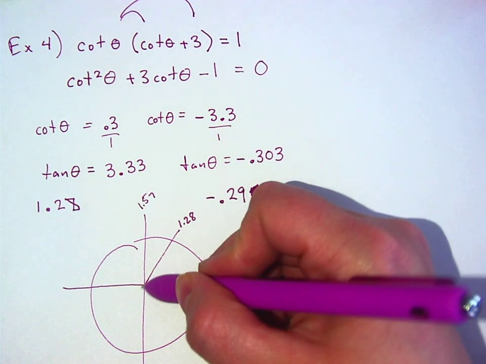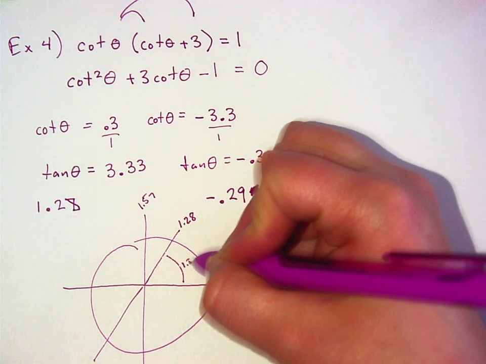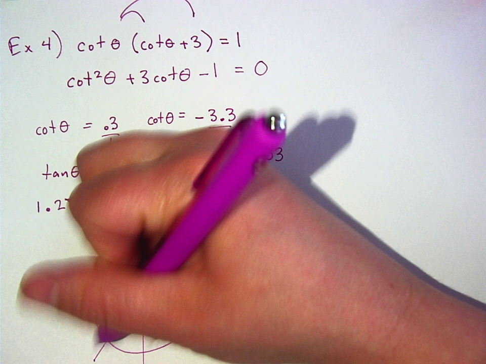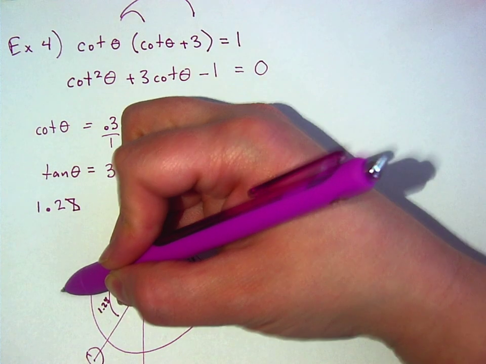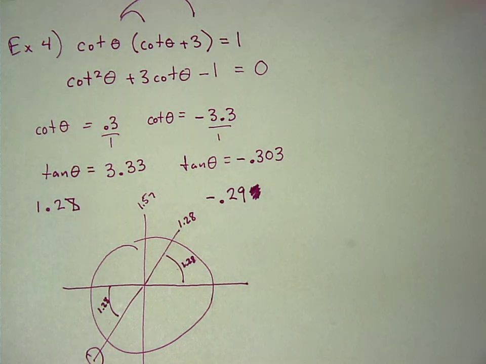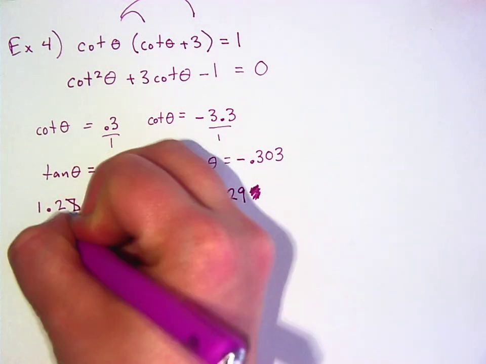So the other answer is down here. So if this distance is 1.28 and then that distance is 1.28, how do I find out this one? 3.14 plus 1.28 in your calculator. So the other answer I got is 4.42 for this one.